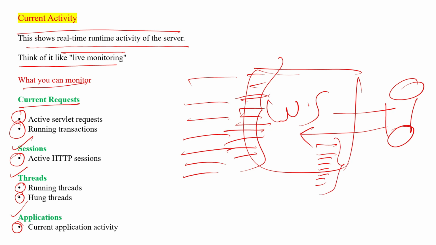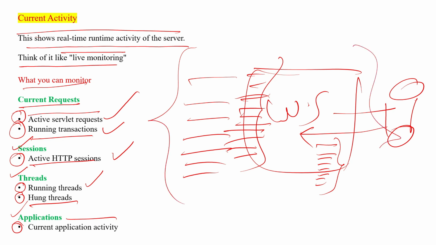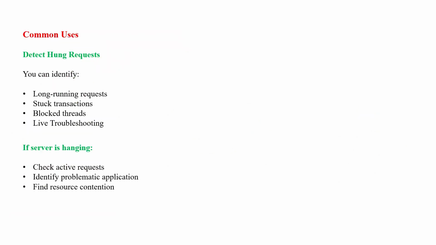Now you want to check what the active servlet requests in my system are right now. How many transactions are running in my system right now? How many active HTTP sessions are connected? What is the total number of threads in running state right now? If I have any hung thread in my system right now, what is my current application activity? So you can check the current activity, as live monitoring, with the help of the current activity section.